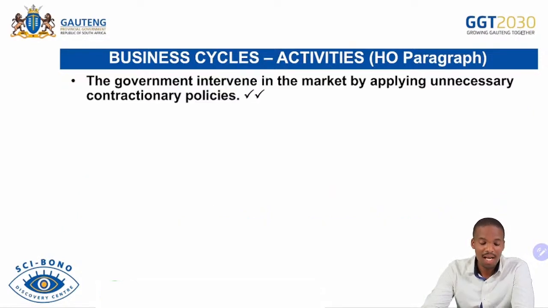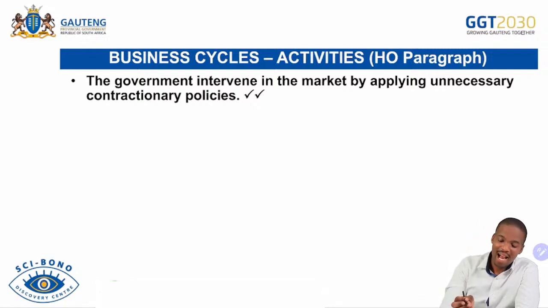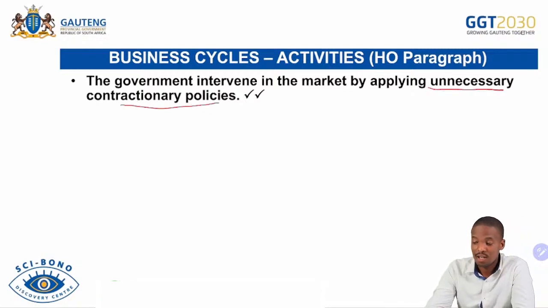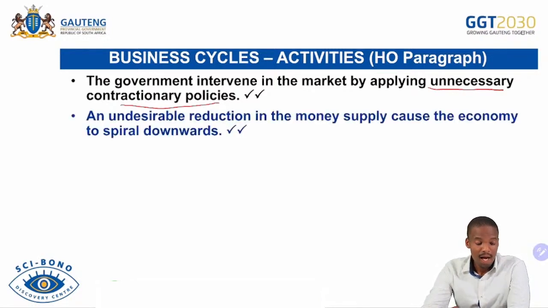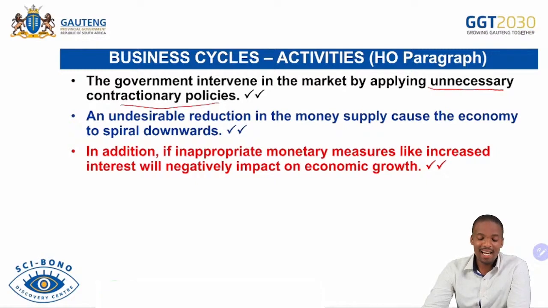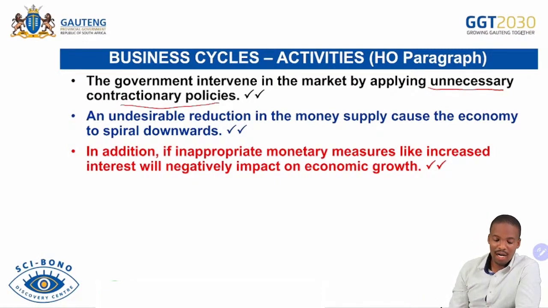If you continue, the government intervenes in the market by applying unnecessary contractionary policies. So you can see now this one is against government intervention. The monetarist viewpoint is against government intervention. Undesirable reduction in the money supply causes the economy to spiral down. In addition, inappropriate monetary measures like increased interest will negatively impact economic growth.